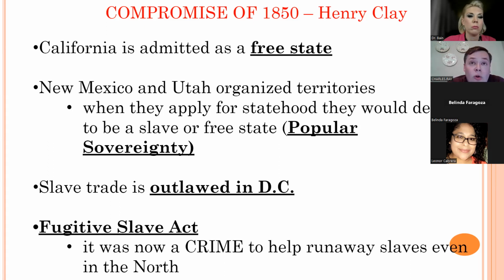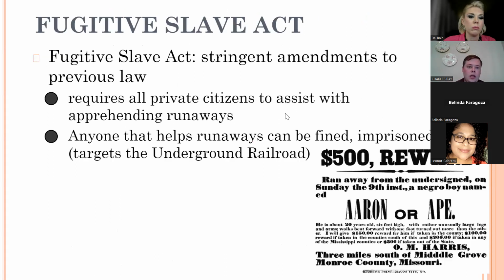So slaves run away to the north. Slave catchers and former masters can go and get them and bring them back. So the north is getting to see it a lot more. This is going to start making them very angry. The Fugitive Slave Act, once again, required all private citizens to assist with apprehending runaways. It pretty much says the Underground Railroad is illegal. Anybody who helps can be fined for it. Anybody can also be imprisoned for it. And it's not exactly a fun thing by any means.